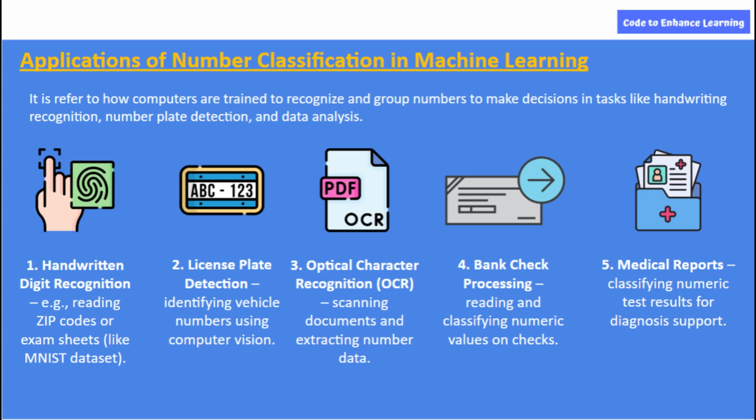License plate detection. Ever seen a computer reading a car's number plate? That's number classification helping in traffic management. OCR, optical character recognition. This is how machines read numbers from printed documents or PDFs, especially for bills or forms. Bank check processing. When banks scan your checks, they use number classification to read the amount. Medical reports. Even in hospitals, machines help doctors by reading test values, for example, sugar levels or blood pressure. So, the hydration reminder you will build today is another example of how number classification helps in practical decision making.